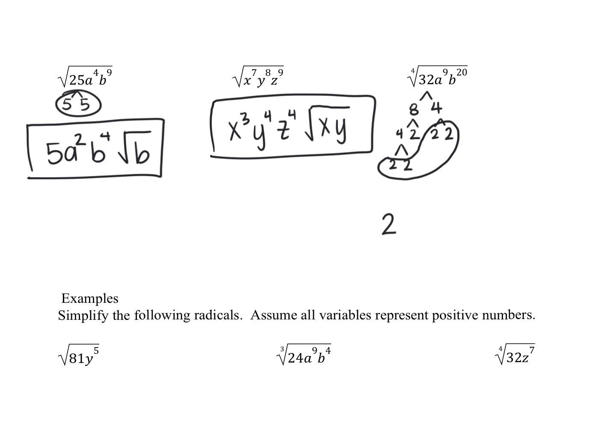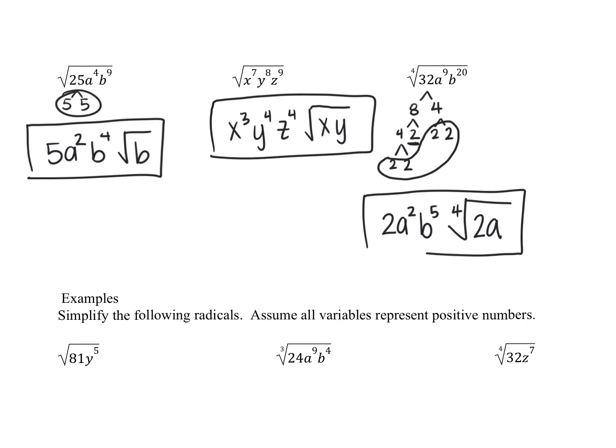When I look at a to the 9th, there are 2 groups of 4, so I get a squared. And then for b to the 20th, there are 5 groups of 4, so I have b to the 5th. Underneath my fourth root, I still have a lonely 2, and there is one a, since 9 is not divisible by 4.